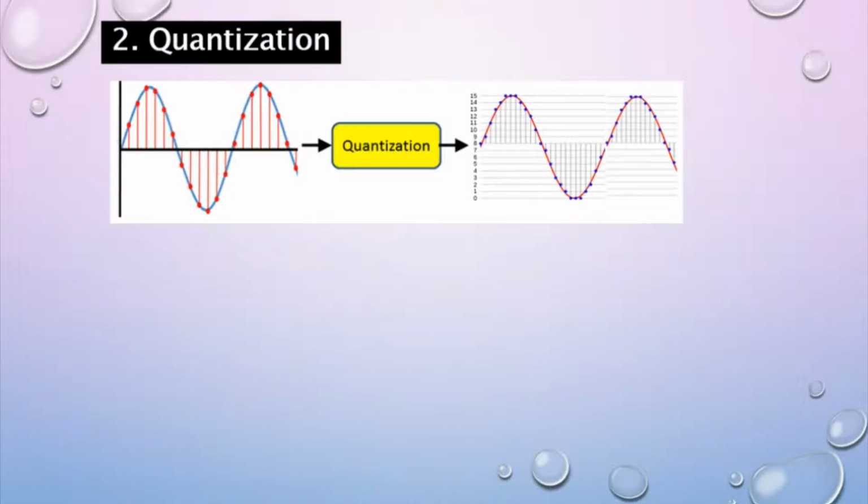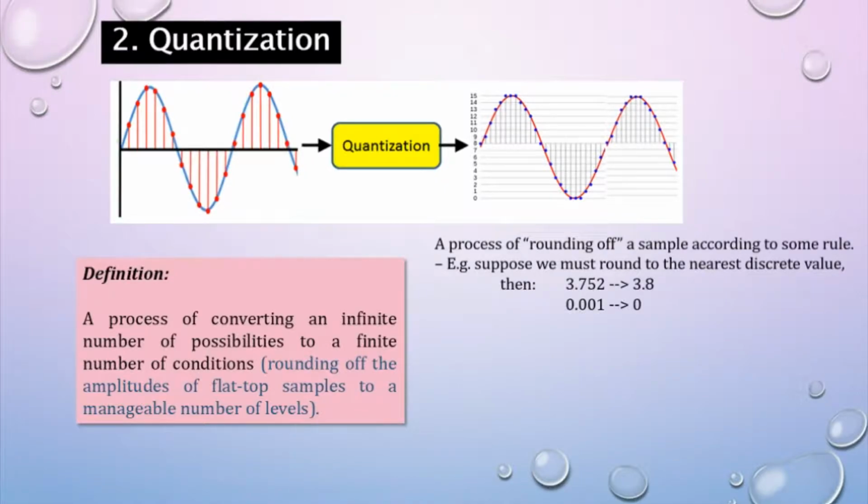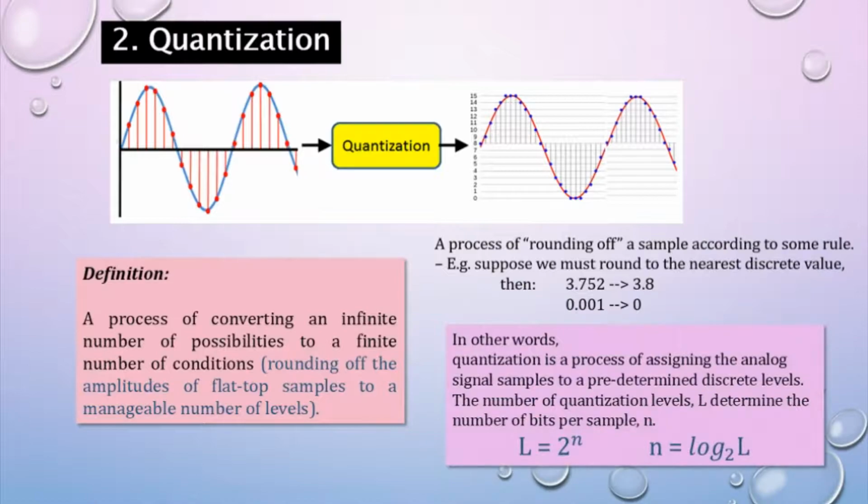Quantization is a process of converting an infinite number of possibilities to a finite number of conditions by rounding off the amplitudes of flat-top samples to a manageable number of levels. The samples will be rounded off to the nearest discrete level. In other words, quantization is a process of assigning the analog signal samples to predetermined discrete levels. The number of quantization levels, L, determines the number of bits per sample, N.